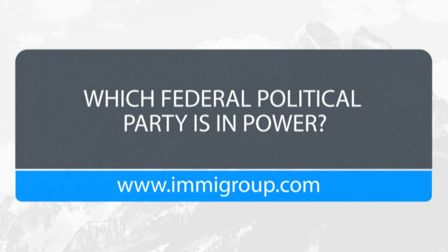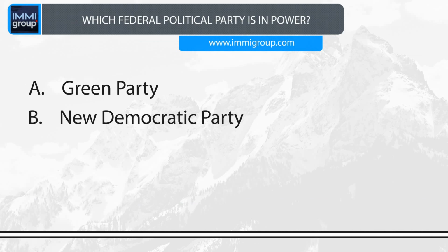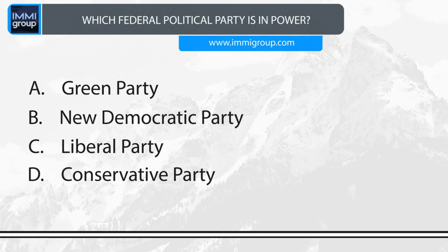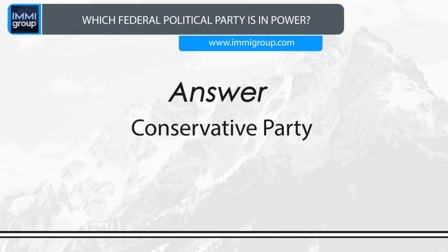Which federal political party is in power? A. Green Party. B. New Democratic Party. C. Liberal Party. D. Conservative Party. Answer: Conservative Party.